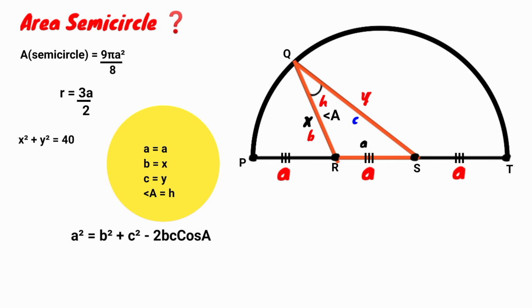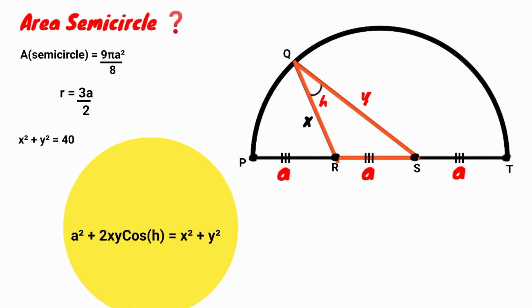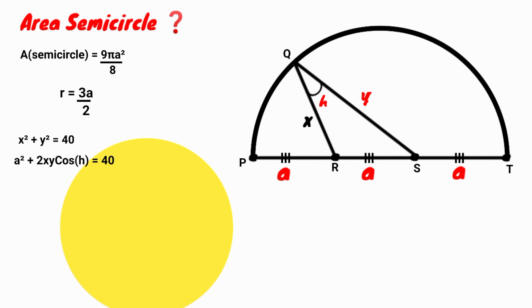Angle A is h. Substitute it here. So a squared equal to x squared plus y squared minus 2xy cos h. Take this to the right. So a squared plus 2xy cos h equal to x squared plus y squared. We already have x squared plus y squared here to be 40. Substitute it here. So a squared plus 2xy cos h equal to 40. We keep this equation aside.